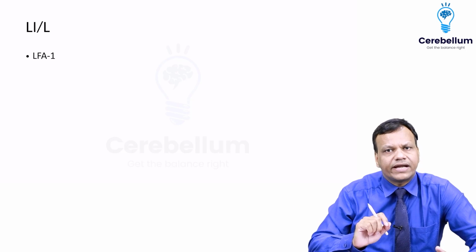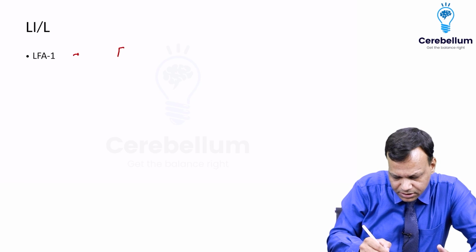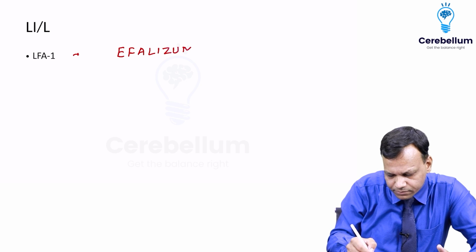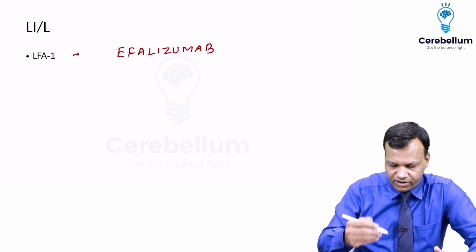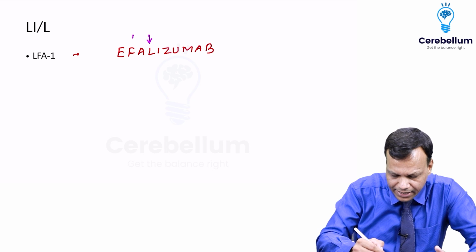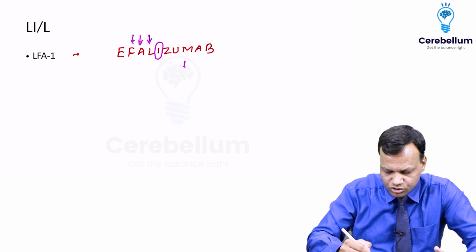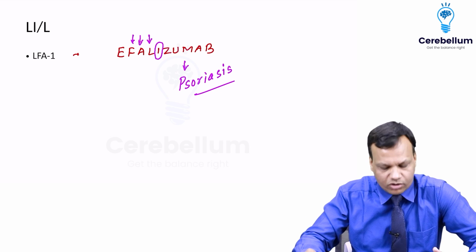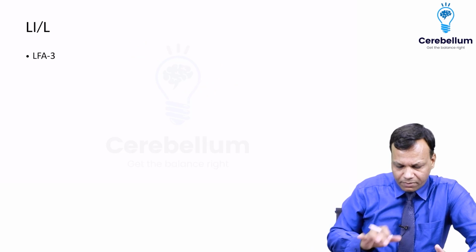Next we have monoclonal antibody against LFA1. The drug is efalizumab. Efalizumab is monoclonal antibody against LFA1. So from the name you can remember LFA, I looks like 1. So it is used in psoriasis. LFA is overactive in psoriasis. LFA1 as well as LFA3, they are overactive in psoriasis. So efalizumab is for psoriasis. Again, no need to remember.